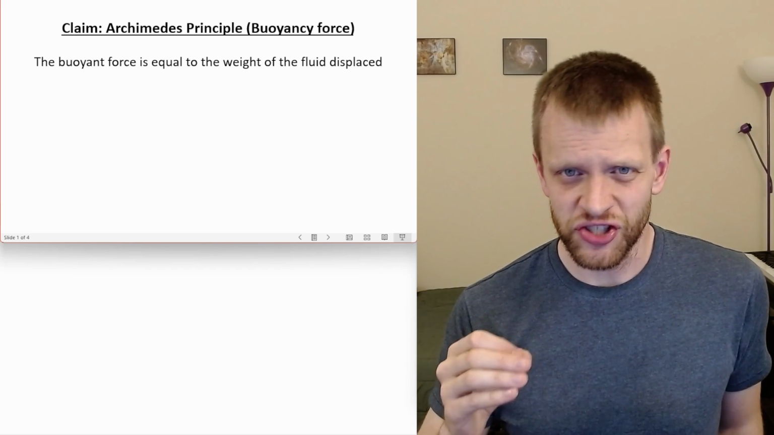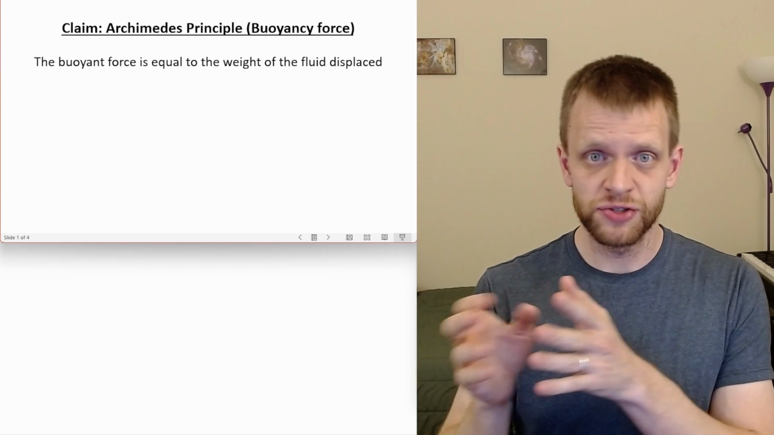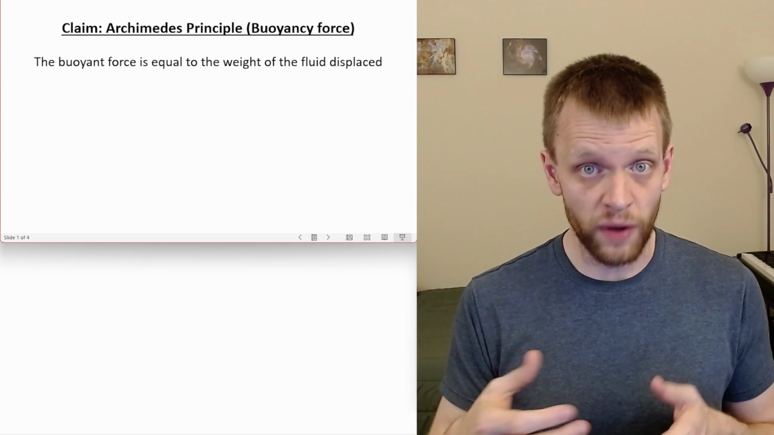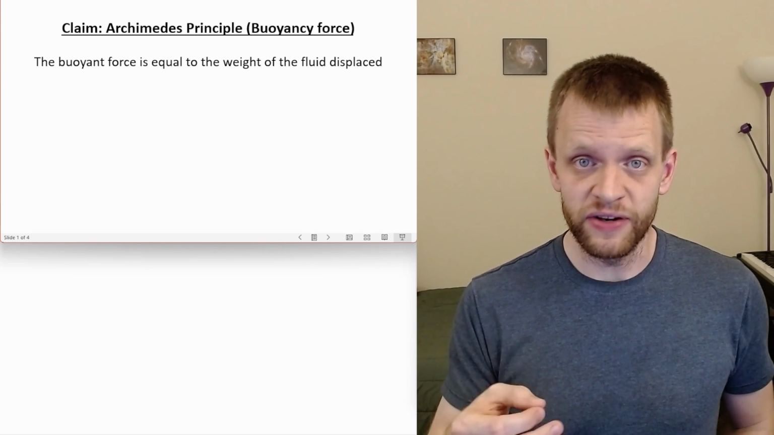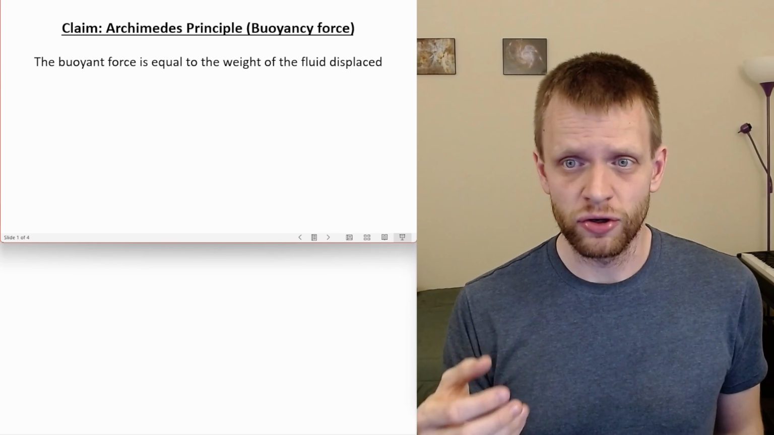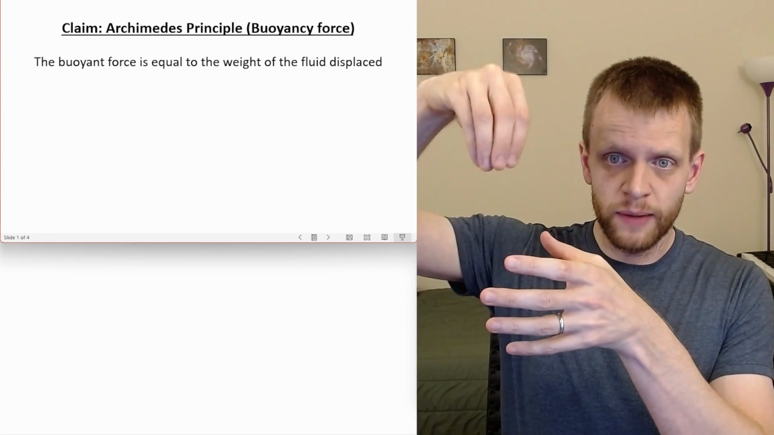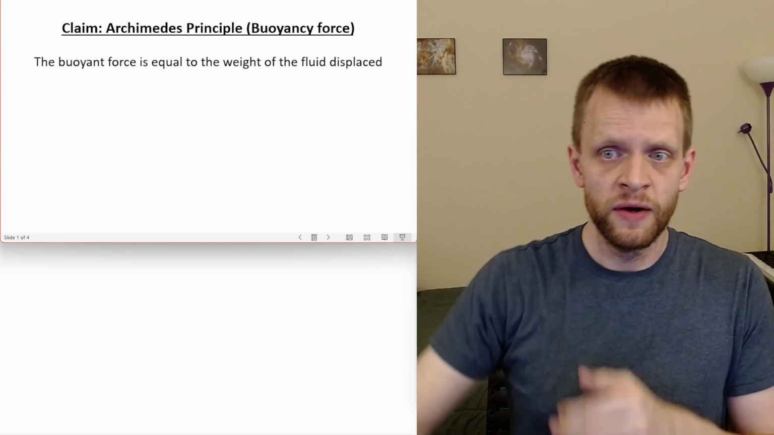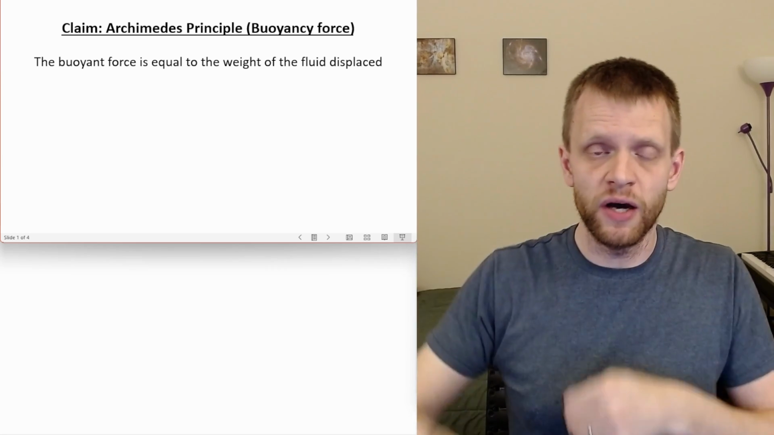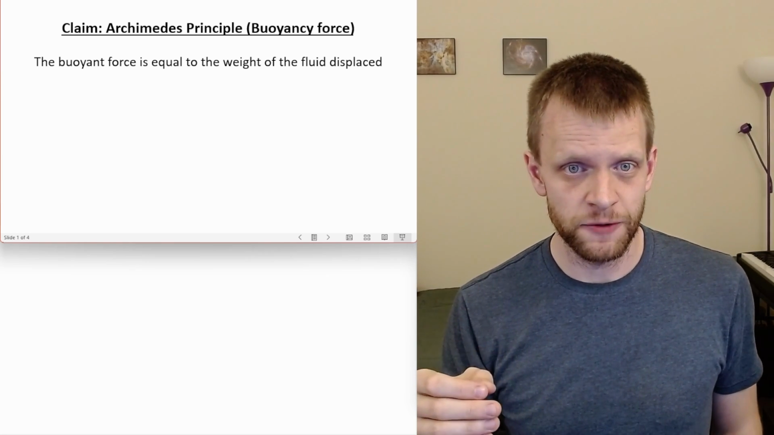In the last scientific critical thinking video, we talked about the difference between claims and evidence. And that when someone makes a claim and they want that claim to be taken seriously, evidence needs to be provided for that claim. So let's look at a particular claim known as Archimedes' principle, which states that when an object is submerged in a fluid, the buoyant force, that is, the force of the fluid pushing up on the object, will be equal to the weight of the fluid displaced.